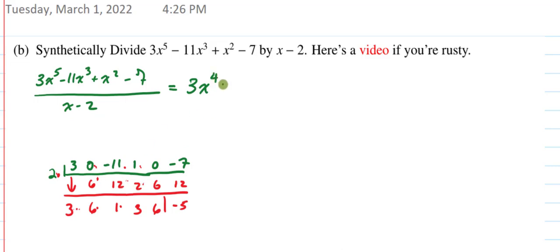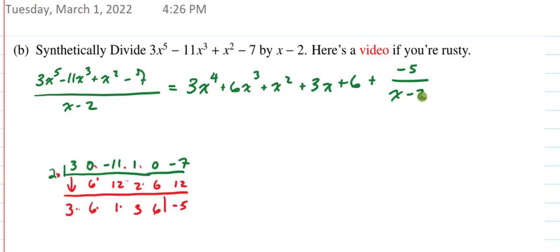the fourth, and then I can get all of the remaining coefficients, and by just laddering down, we get 3x to the fourth, we get 6x cubed, we get plus x squared, we get plus 3x, and plus 6, where I'm getting all of those coefficients from the result of having done the long division. And then our remainder is minus 5 over our original divisor of x minus 2.